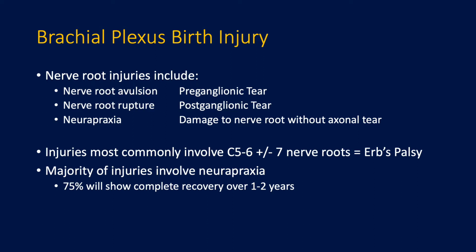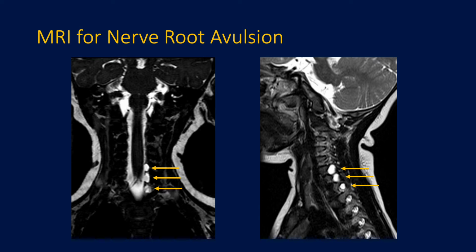The majority of these injuries involve neuropraxia without nerve root avulsion or rupture, and 75% of children with brachial plexus birth injury will show complete recovery over the first 1 to 2 years of their life. Nerve root avulsion occurs very rarely, and in our institution we've only seen one case in the past 10 years.